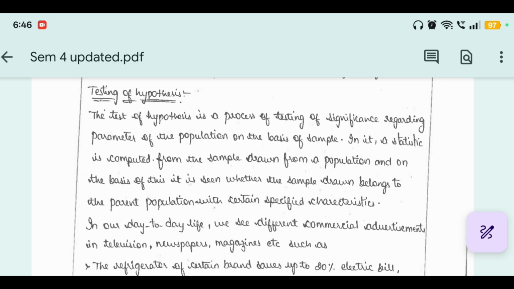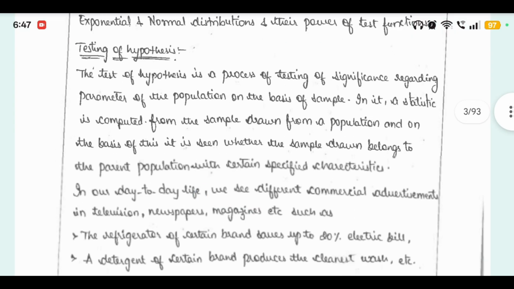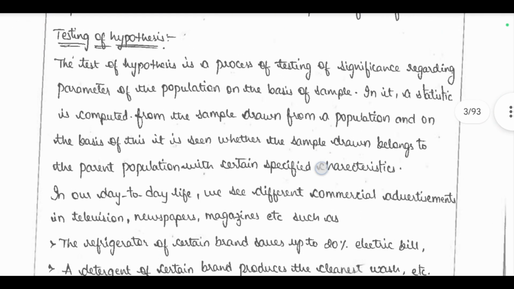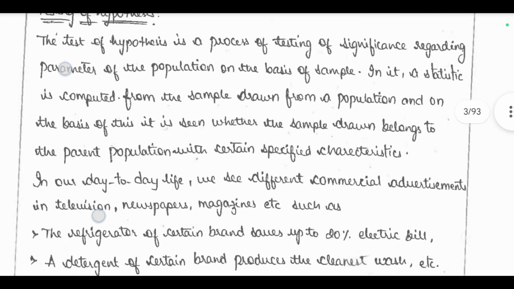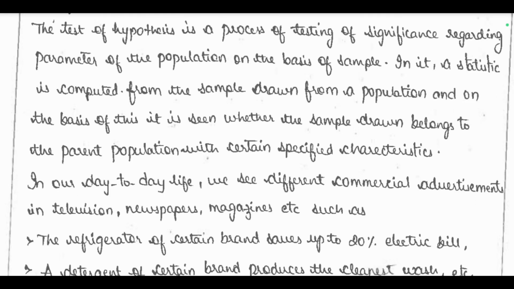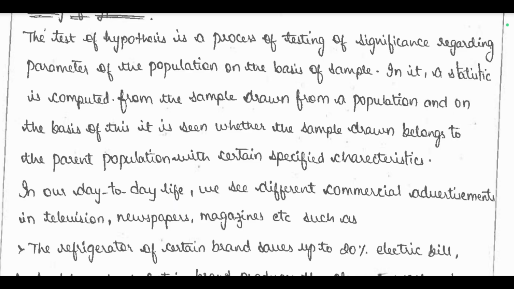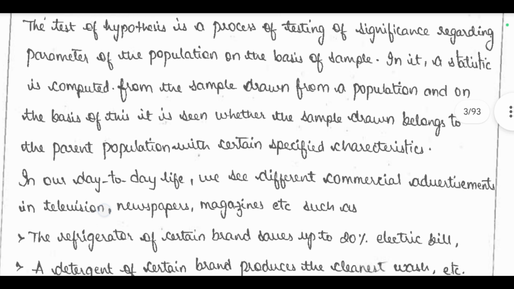What is testing of hypothesis? The testing of hypothesis is the process of testing the significance regarding the parameter of the population on the basis of the sample. A statistic is computed from the sample drawn from a population, and on this basis it is seen whether the sample drawn belongs to the parent population with certain specified characteristics.